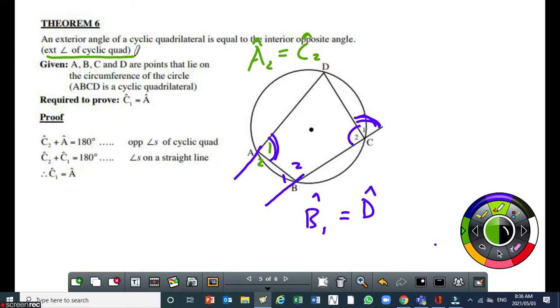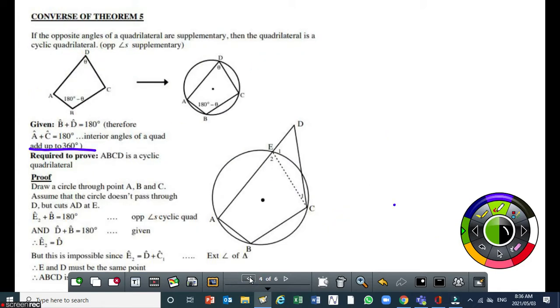If you go to the page there, you have the opposite angles of cyclic quad. Then below that we have got the converse. The converse of what? Of theorem 5, which is opposite angles of quad supplementary. Now, I just need to emphasize this before I carry on. You can give this one as your reason: opposite angles supplementary. Or you can write this one here as converse opposite angles of cyclic quad.